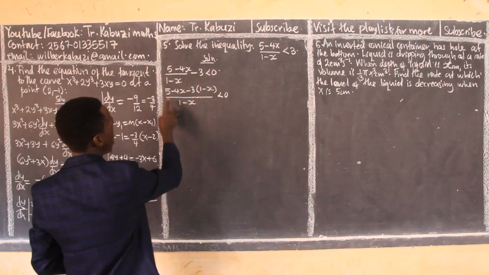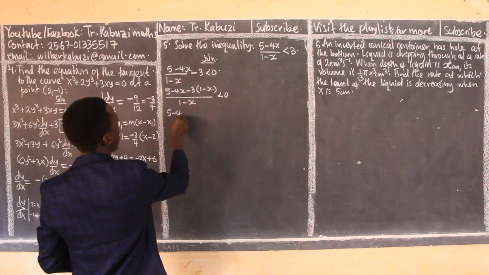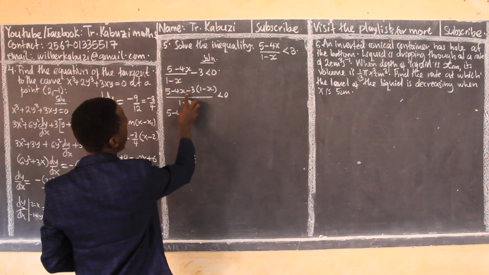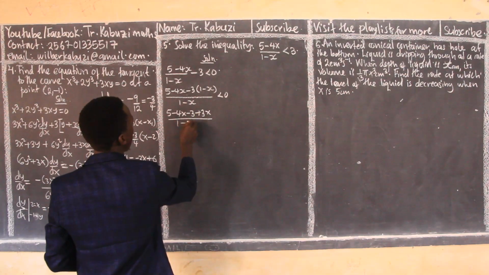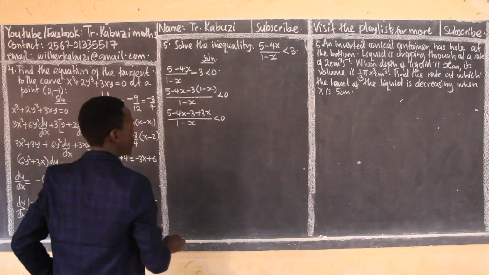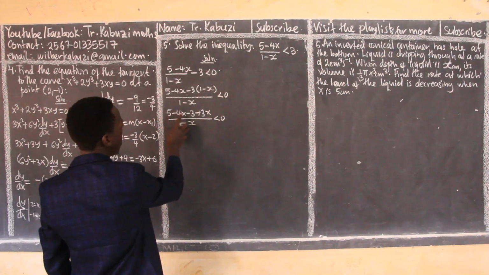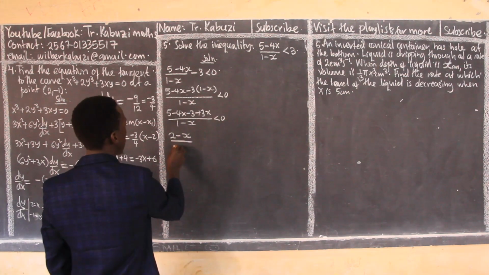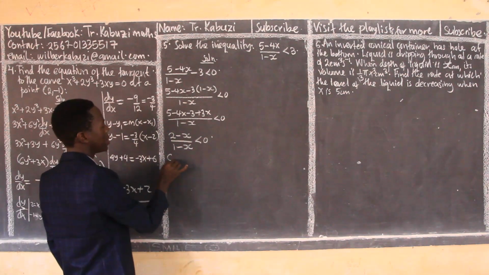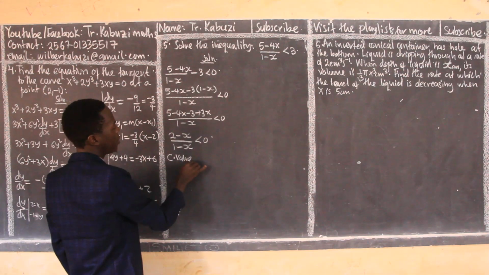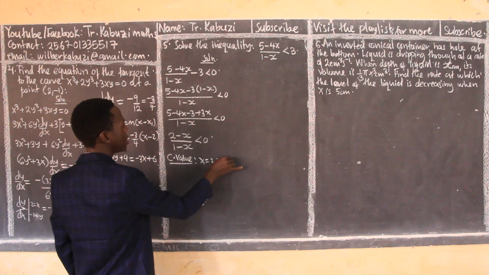If I open brackets now, I have 5 minus 3 plus 3x, the whole over. So this will give me 5 minus 3 to get 2, this minus x over 1 minus x less than 0. So we get our critical values. How do you get critical values? By equating this to 0, you get x equals 2. And when you equate this to 0, we get x equals 1.